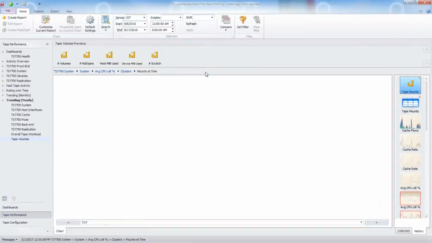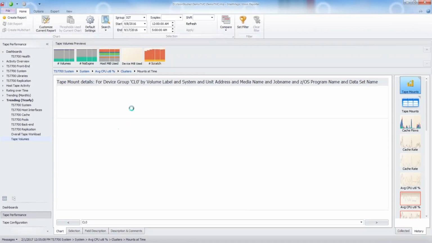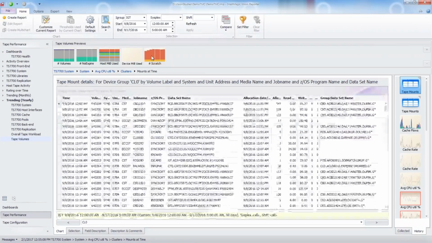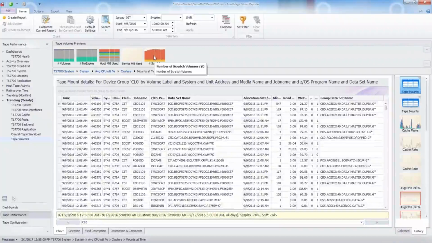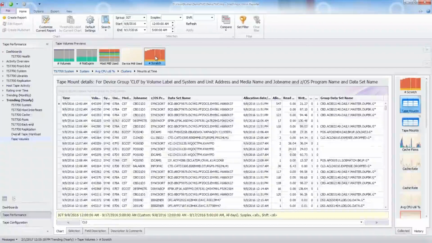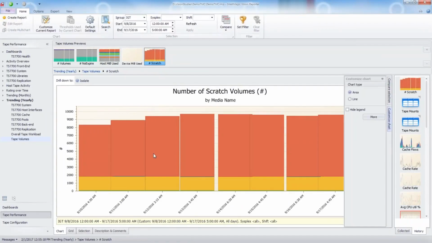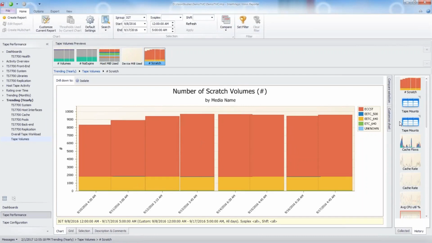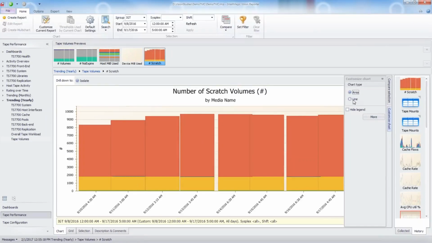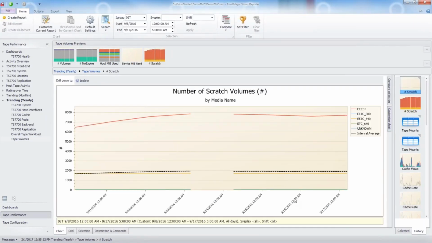Let me apply this change. And now we'll be looking at multiple days in order to try to spot a trend. The first trend I can spot right away is the scratch pool, which is actually a very pleasant trend, in that I'm seeing the scratch volumes increase or improve. This is nice, but I think I would prefer to see this as a line chart rather than a stacked bar chart. So I will customize this and change it to a line.